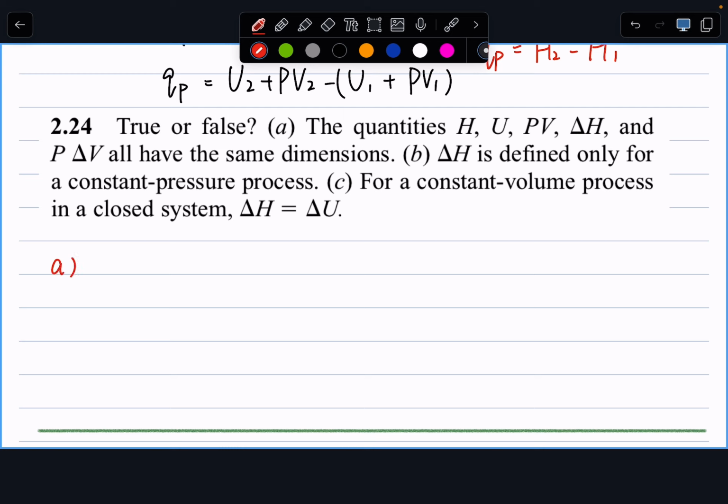And in our question, remember the definition of enthalpy. We have H equals U plus PV. So we know H, U, and PV all have the same dimensionality, right? And delta H is just H final minus H initial. So delta H must have the same dimensionality as H, and the same as P delta V. P delta V is P times V final minus P times V initial. Because they are all plus or minus each other, they must have the same dimensionality.